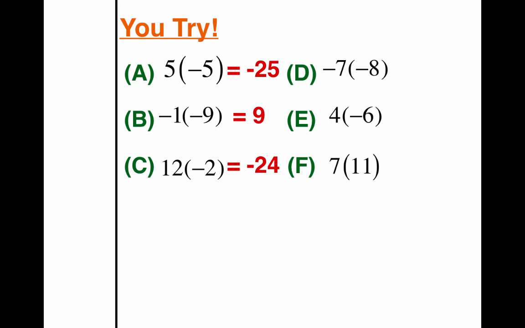For D, we've got 2 negatives. That's a nice match. That's a good thing. That's a positive 56. For E, they don't match. They're opposite signs. I know 4 times 6 is 24, but it's going to have to be a negative 24. And then for the last one, 7 times 11 is 77, but they match. They're both positive, so the answer is positive 77.